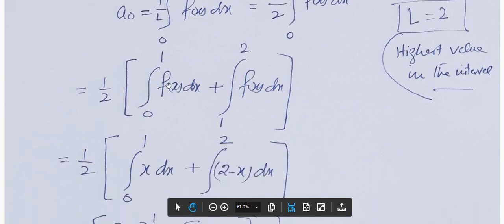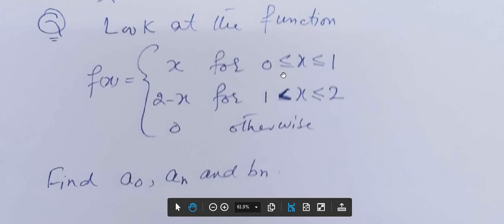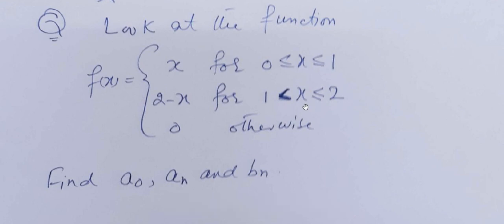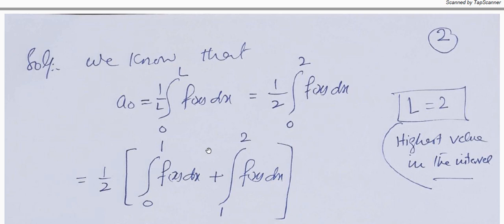From 0 to 1 the function is given as x, and from 1 to 2 the function is given as 2 minus x. You can see when x varies from 0 to 1 the function is given as x, and when x varies from 1 to 2 the function is given as 2 minus x, and otherwise 0. Otherwise, we will not write it.